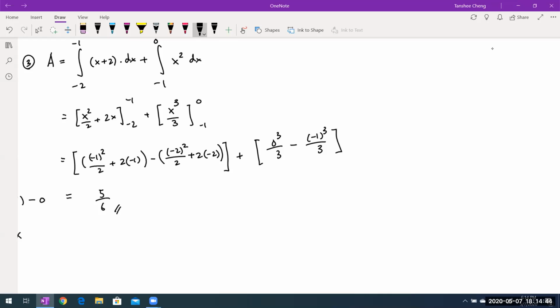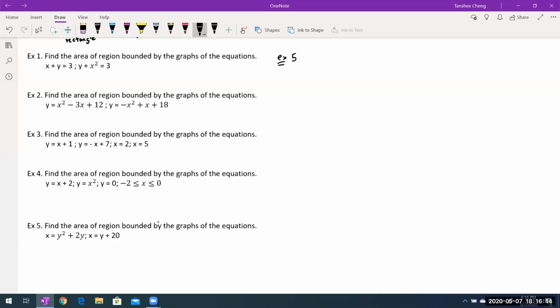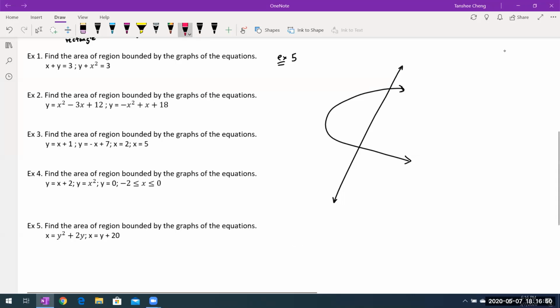Let's try the last example. Example number 5: x equal to y squared plus 2y, that's a parabola opening sideways, and then x equal to y plus 20, that is a line. Okay, and let's say that we have a line like this. I don't know, I'm sketching it, right? So that basically tells me that at this point, I can place my rectangle vertically.